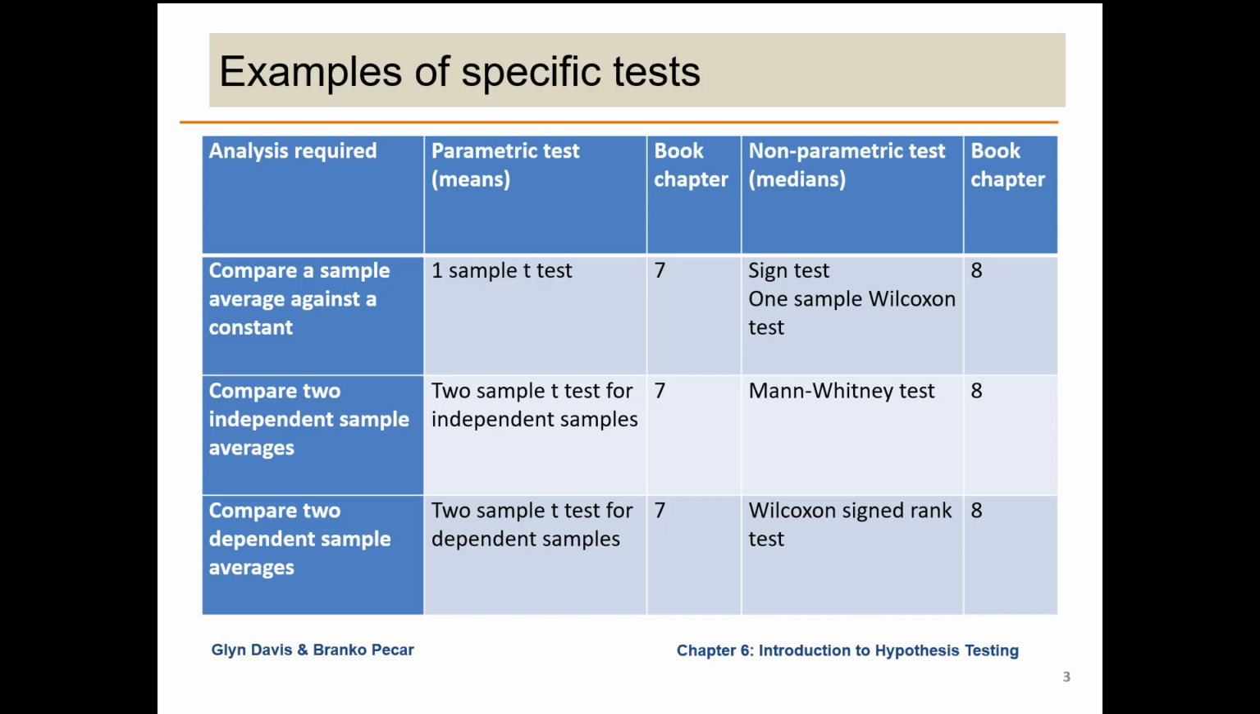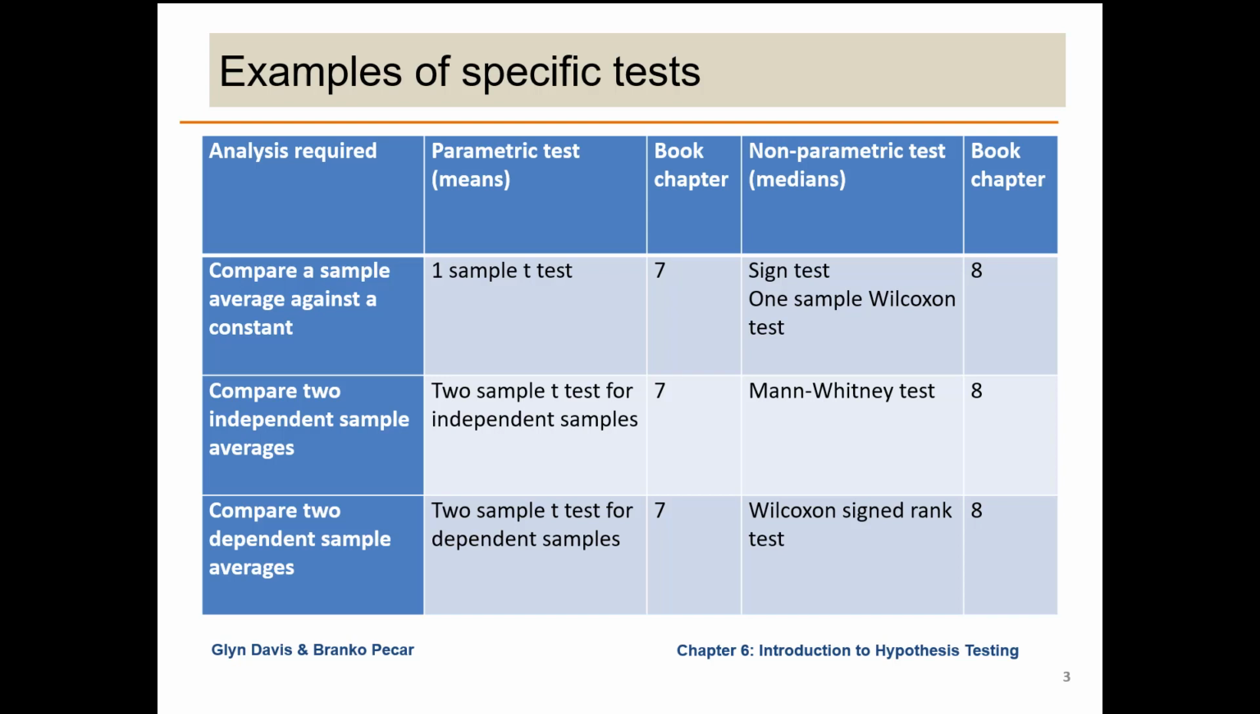If you're comparing two independent sample averages, then if it's parametric, so both your samples, your population variables are assumed to be normally distributed, then you should be using a two-sample t-test for independent samples. But if your variables are not normally distributed, then you should be using the non-parametric test equivalent, such as the Mann-Whitney test. And if you're looking at, say, two dependent sample averages, then you would look at the two-sample t-test for dependent samples and the Wilcoxon signed rank test if your variables are not normally distributed.